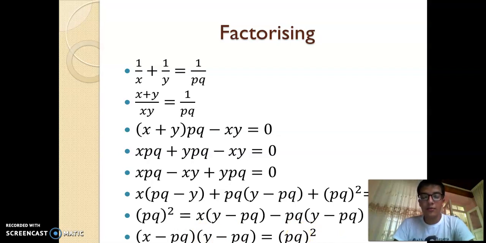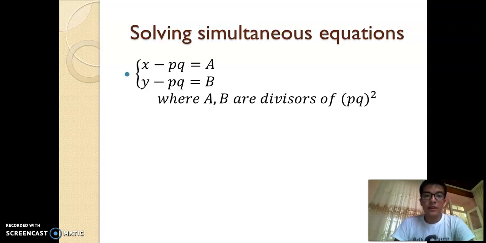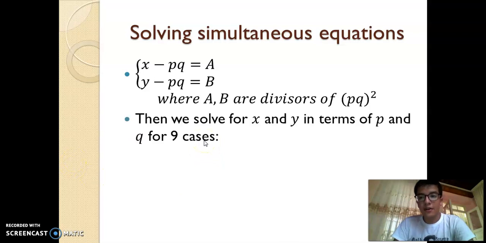And what's important here is that p and q are given as primes. That's really useful because when we factorize, we can see that we can solve simultaneous equations where a and b are the divisors of pq squared. And since p and q are prime numbers, it's easy to find the divisors of this expression pq to the second degree.